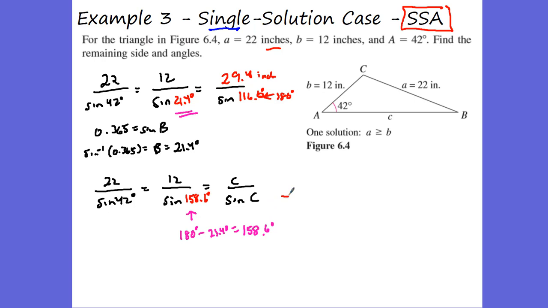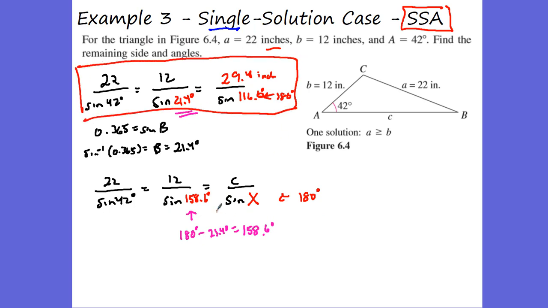Now remember, all of your angles should add up to 180 degrees. So let's take a look. 180 minus 158.6 minus 42, and guess what? We get a negative, which means we can't have this other triangle. These angles add up to more than 180 degrees, which means we are left with only one triangle that we found up here, that single solution case of angle side side.